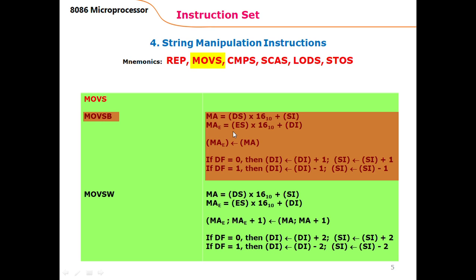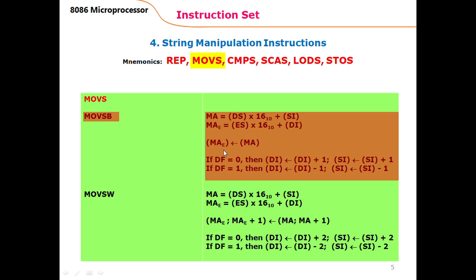So after the microprocessor has the 20-bit physical address of the source of the data and the 20-bit physical address of the destination of the data, the microprocessor would transfer a single byte of data from the data segment memory location addressed by the source index, and that address is the MA address calculated here. A single byte is transferred from this data segment address to this extra segment address. So from the data segment, one single byte is transferred to the extra segment of the memory.